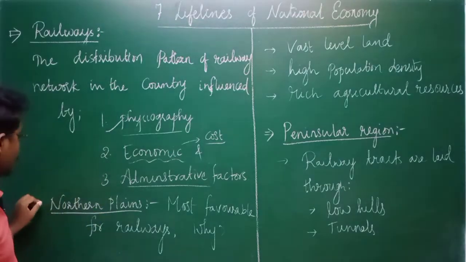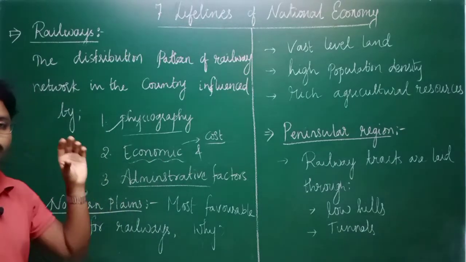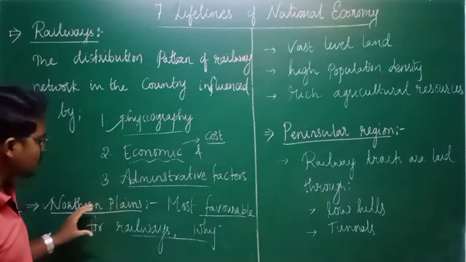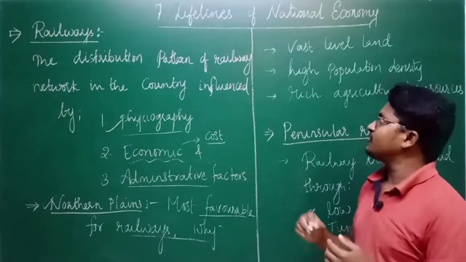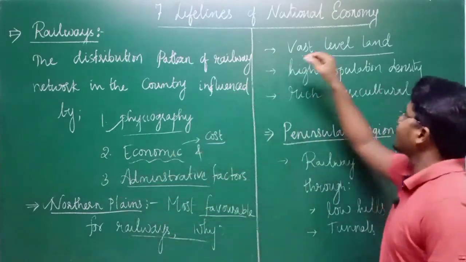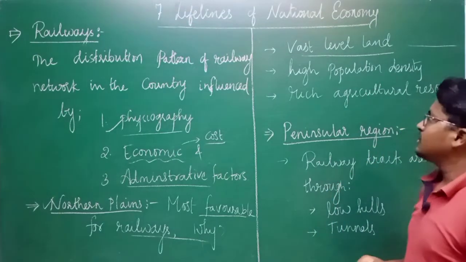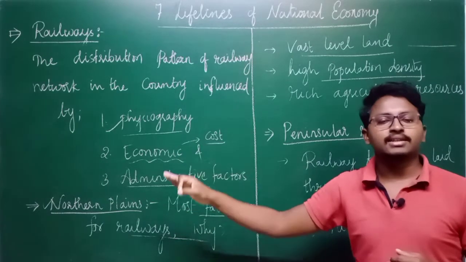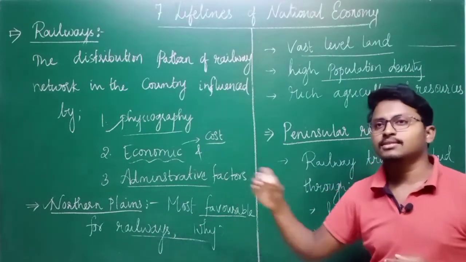If you look at the northern plains in the country, as you all know very well where these northern plains are located, these northern plains are most favorable for railways. Why are these northern plains highly favorable for railways? There are certain reasons. The first one is vast levels of land. The northern plain itself says the land is a plain area, which is highly suitable for construction of railways. And high population density. In these northern plains the population density is very high, because since it is a plain area, most people live in these plain regions.